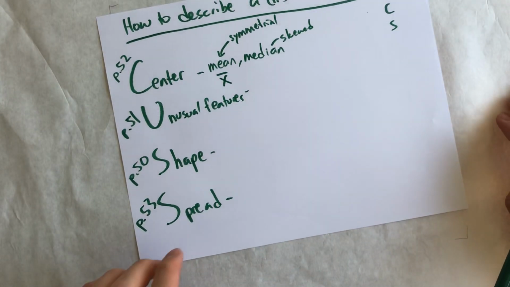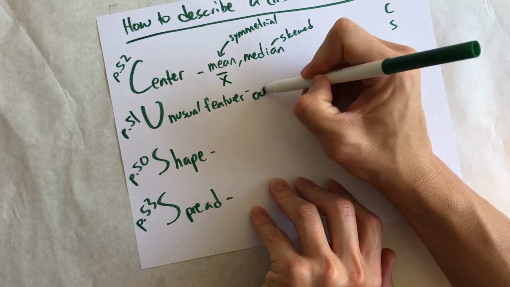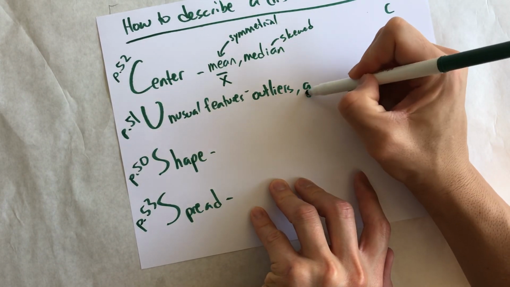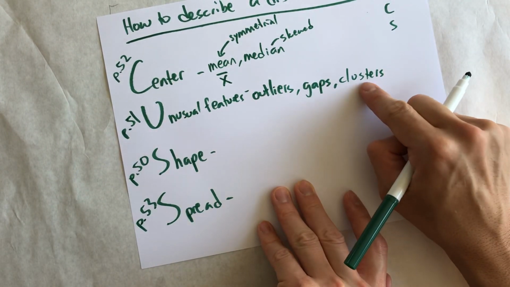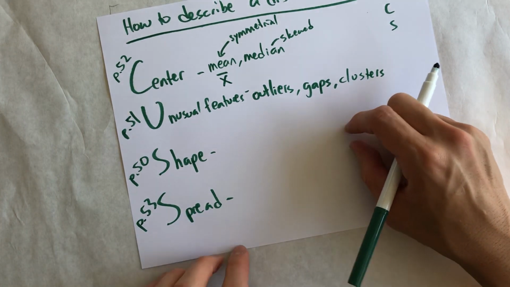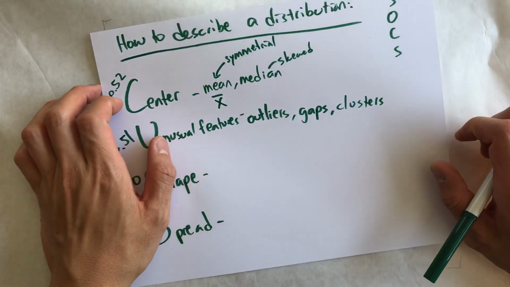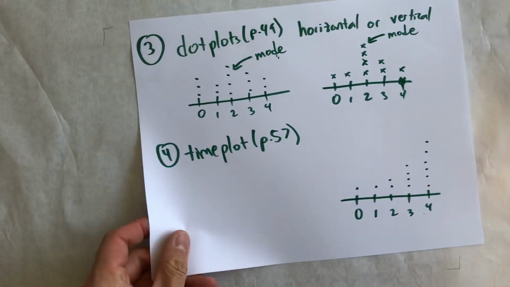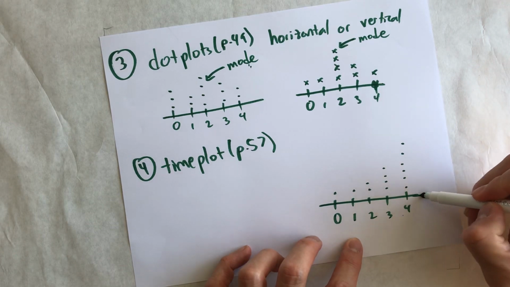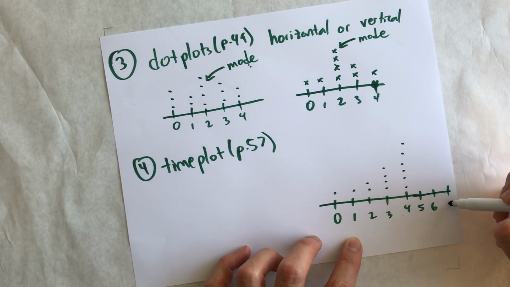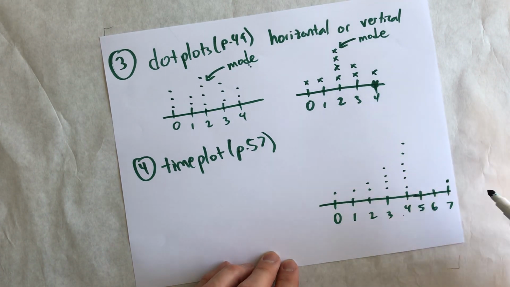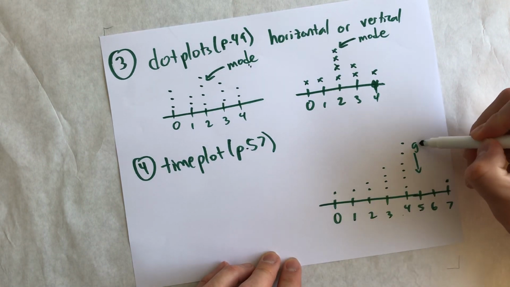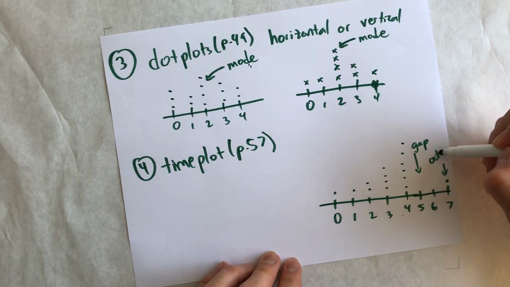That's what we call skewed, okay? All right. So for unusual features, we're looking at things like outliers. We're looking at gaps. And later on, we'll go over a term called clusters. Gaps kind of form clusters. That's when there's a gap in your data. Say we had something right here, and this number continued 5, 6, 7, and we have something right here. That's 7. That might be considered an outlier right there. This would be a gap. So gap, outlier.